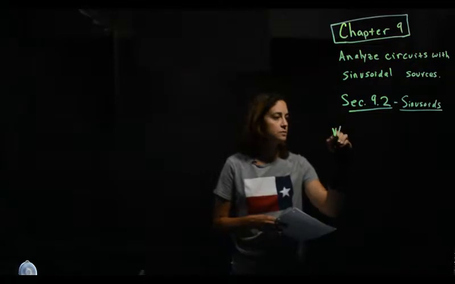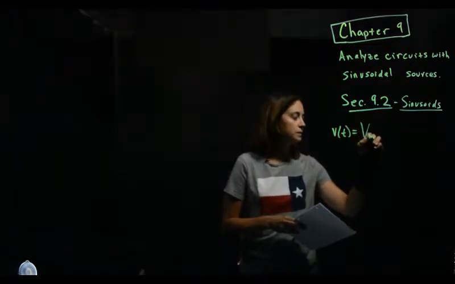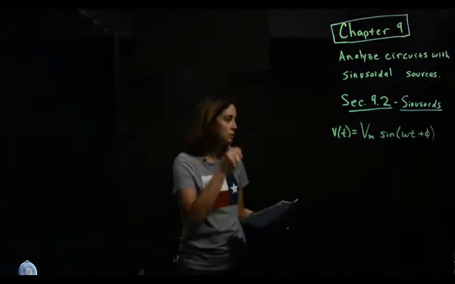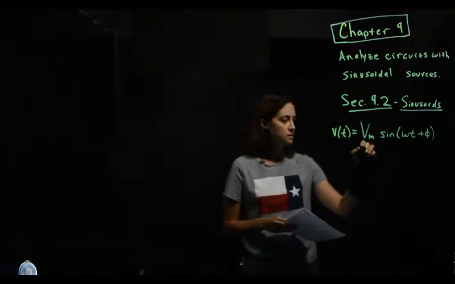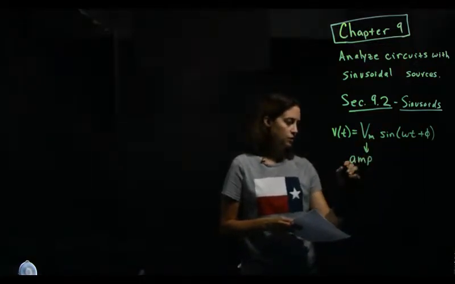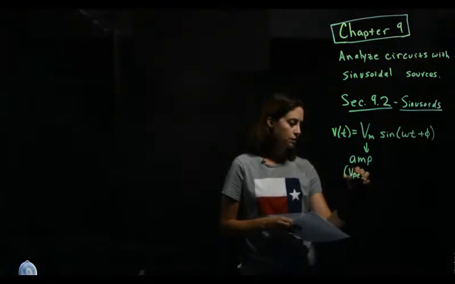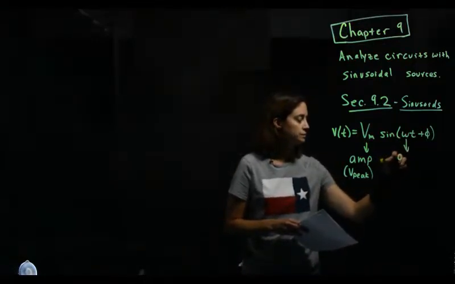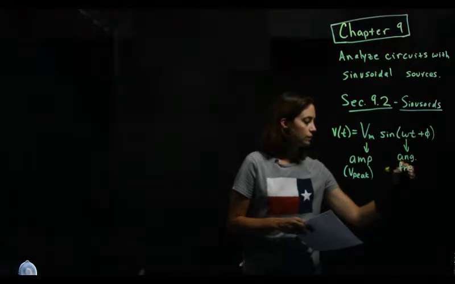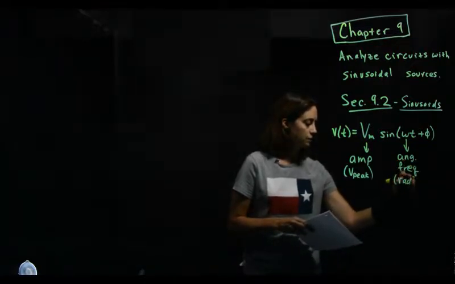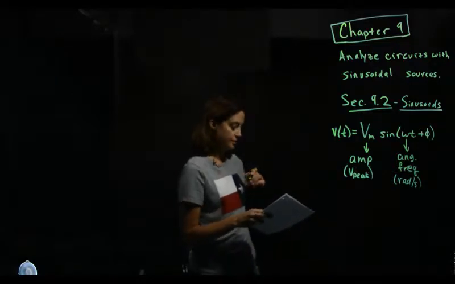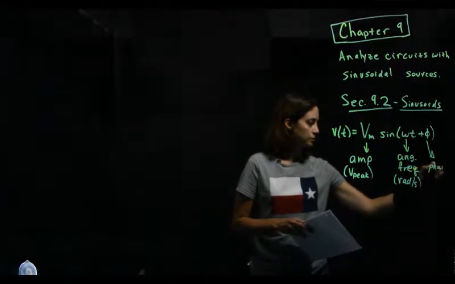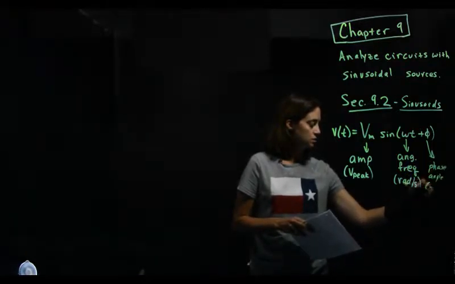So we have some v of t equals Vm sine omega t plus phi, whichever one you want to call it. So Vm is the amplitude, or our peak voltage. Our omega is our angular frequency, and that is in radians per second. And our phi is our phase angle, and that is in degrees.